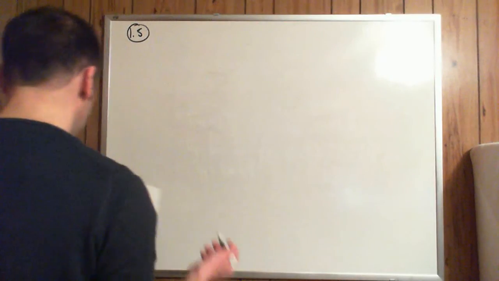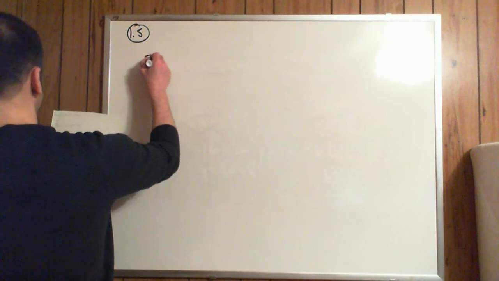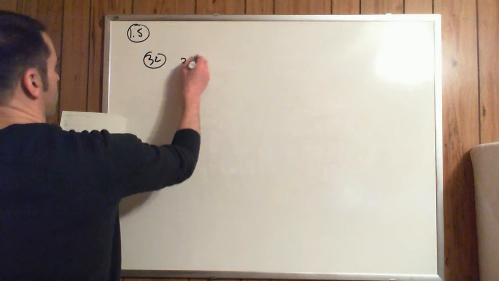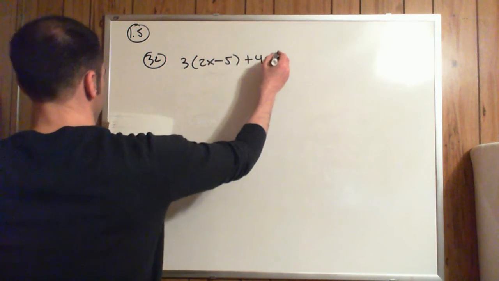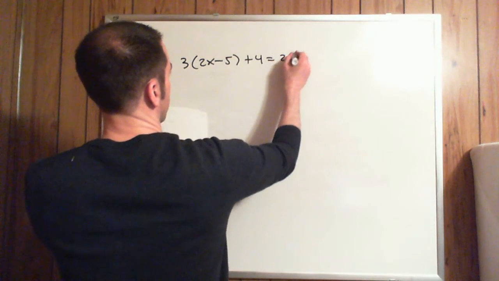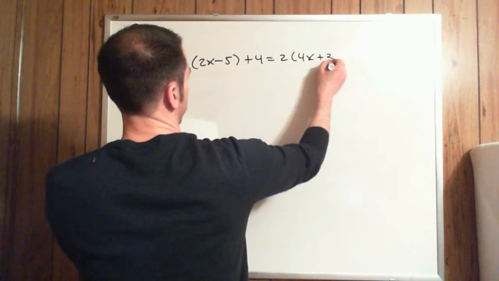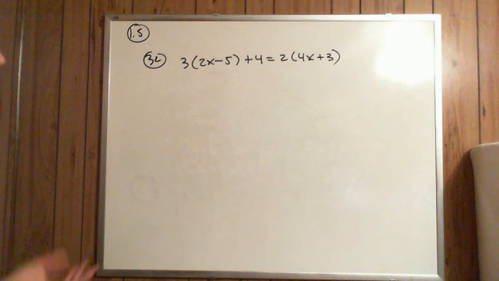Okay, so now we're in section 1.5 and we're back to some problem solving pertaining to lines. In this section here, it starts out by just solving some linear equations. For example, number 32, 3 times 2x minus 5 plus 4 equals 2 times 4x plus 3. So we're just solving for x.